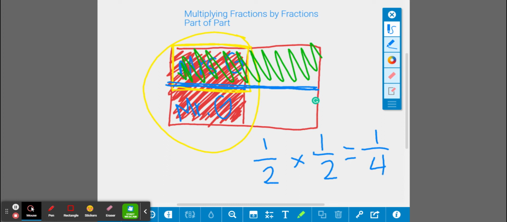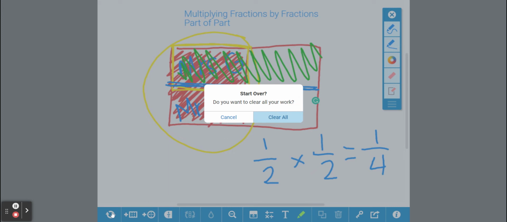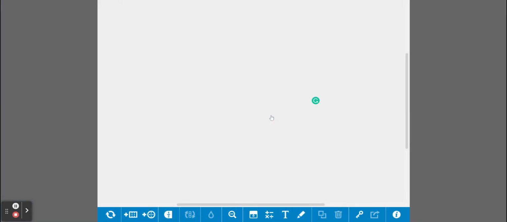All right. So that's what we're going to be practicing today, finding a part of a part and going from there, using what we have found to help us multiply these fractions. And then we're going to start looking at patterns with the equations to see what we can do when we're ready to start moving on from that. So let me show you another example. I'm going to clear my page.